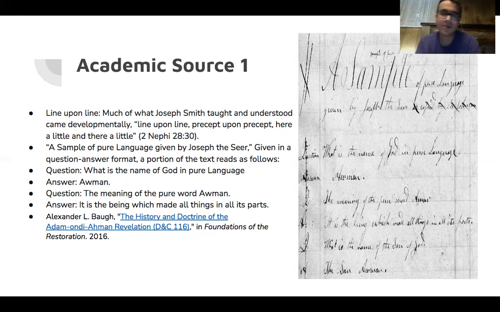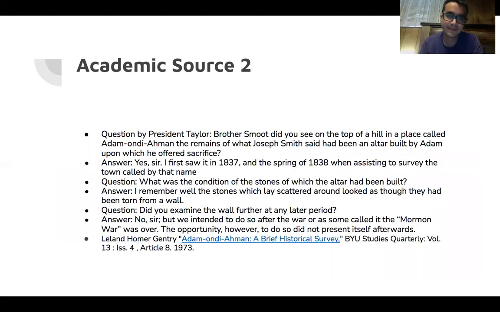Something important to know about this academic source is that it explained that just like how revelation works, line upon line, precept upon precept, it worked that way with Joseph Smith. That's why over time he got these revelations, and it built more upon it. For example, talking about the words and what they mean came later, whereas he discovered the place first. So this is another academic source. This is the one I was talking about with the altar.